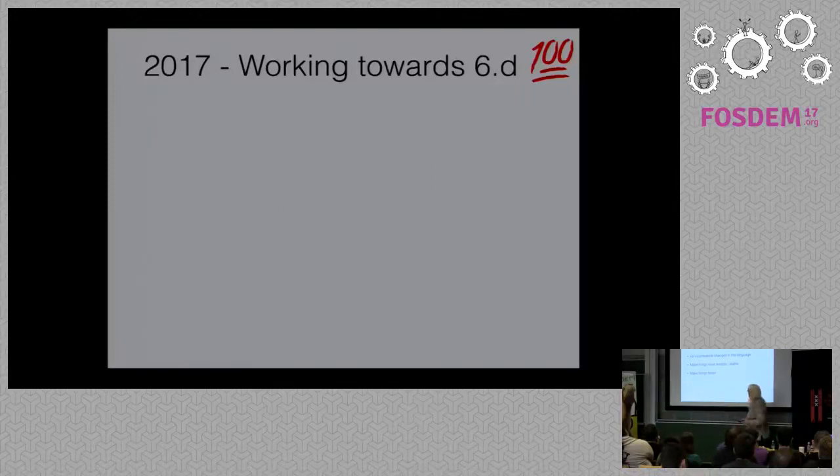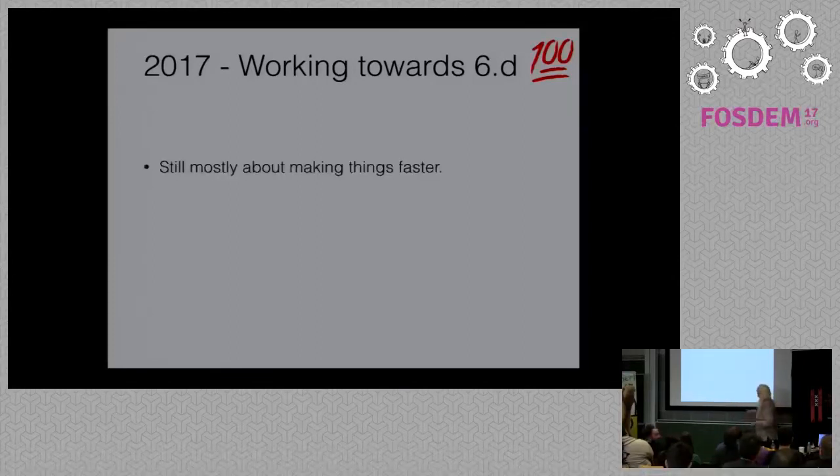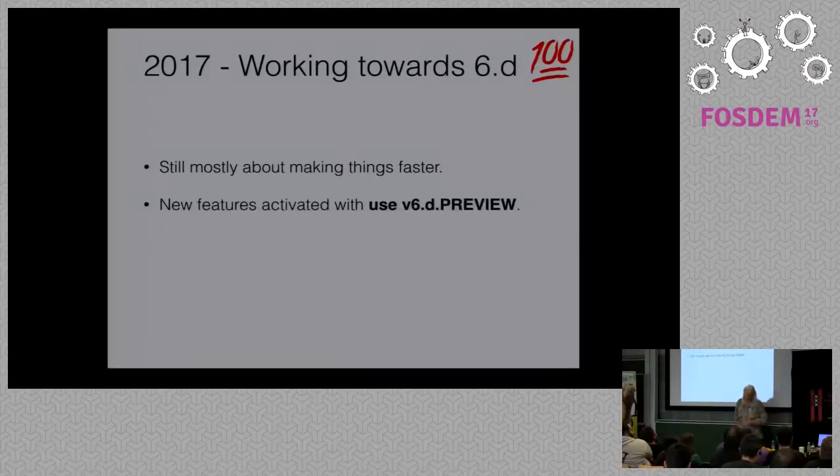What are we going to do in 2017? We're actually going to work towards 6D. And this is like, I forget what the D stands for. Divali? Something. It's some kind of Indian festival or something. Yeah, Diwali. Okay, there you go. But we're still going to be talking mostly about making things faster.